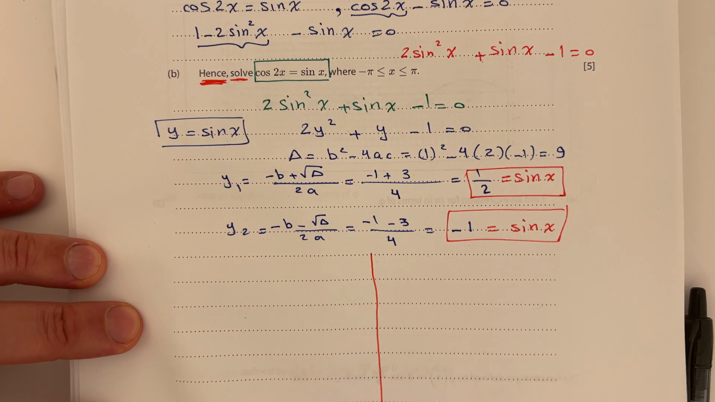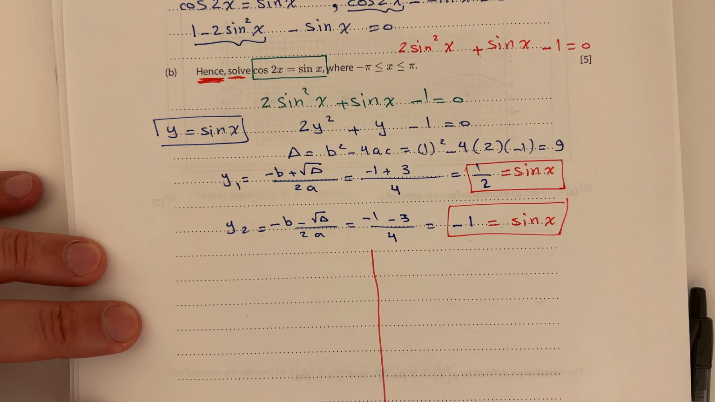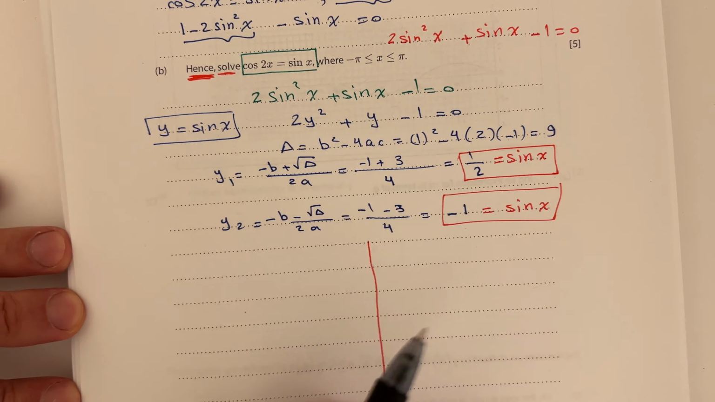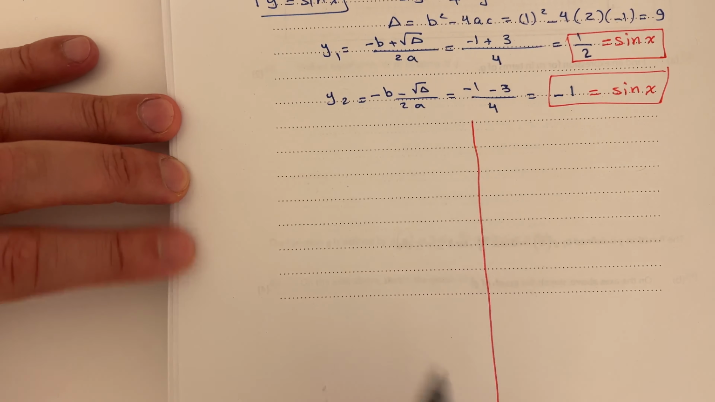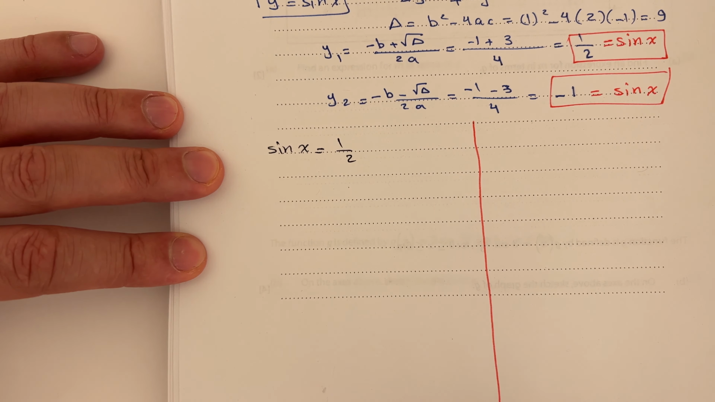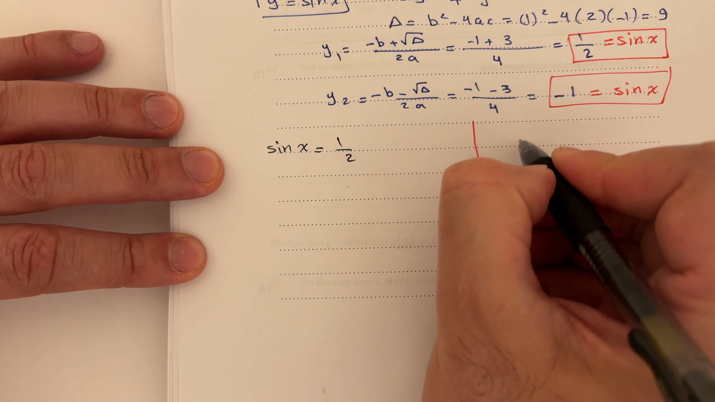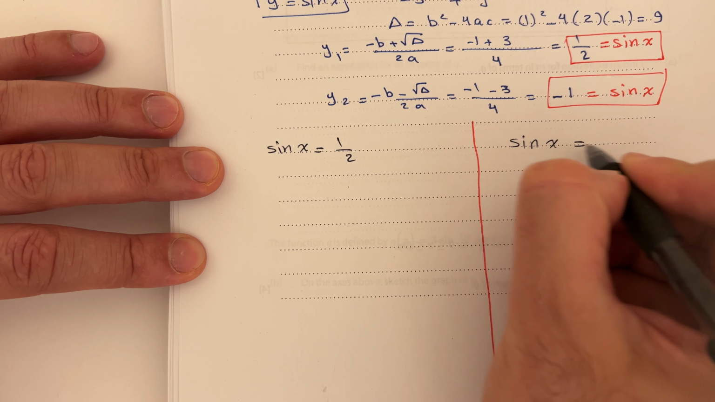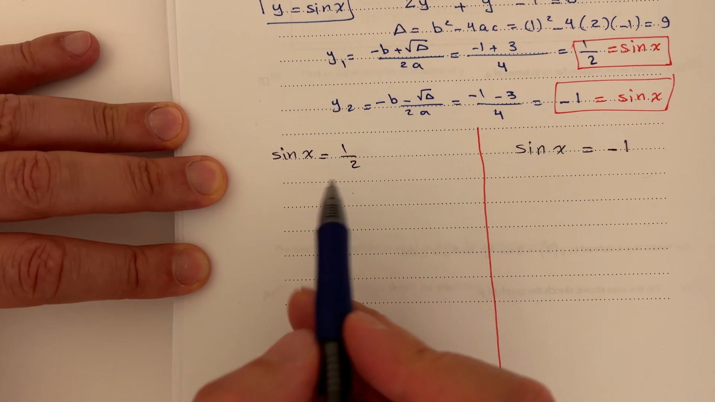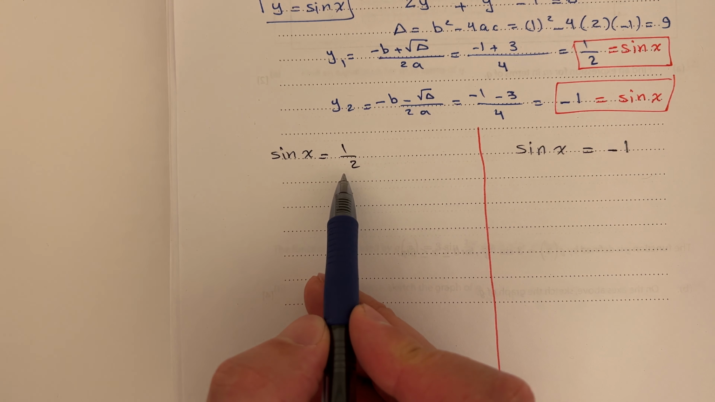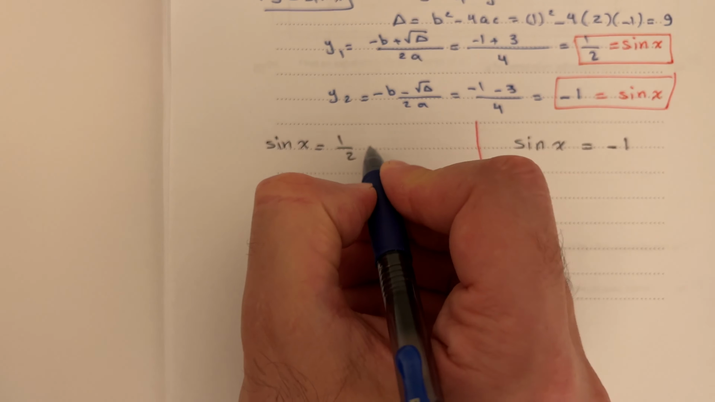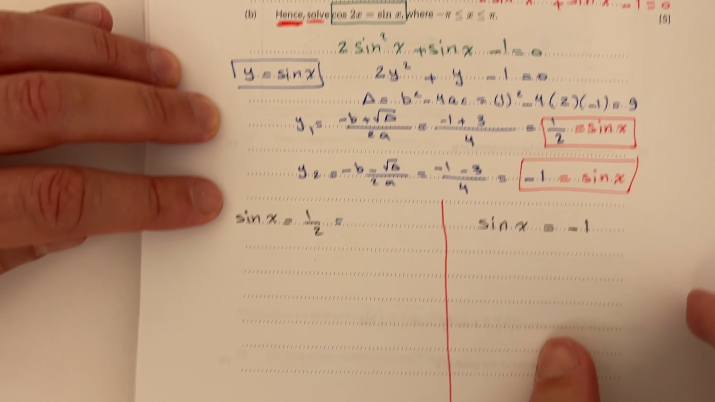Now my question has become 2 questions. I have to discuss each one alone. Now I have sine x equals half, or I have sine x equals -1. Now let's talk about the first one. I need to find the angle that has sine of it is half. It's 30 degrees.